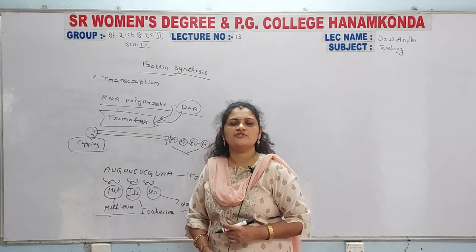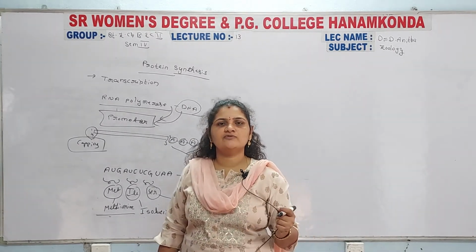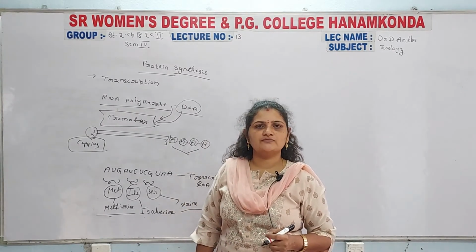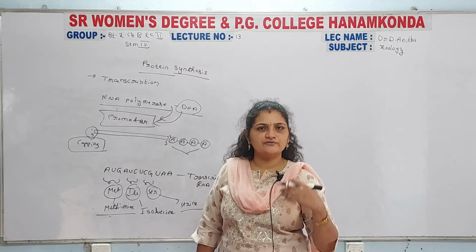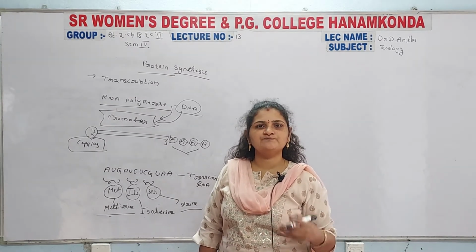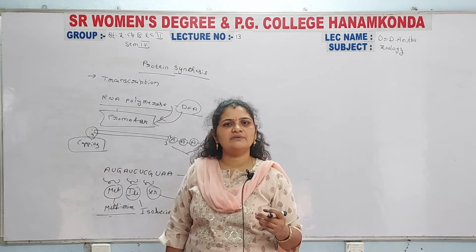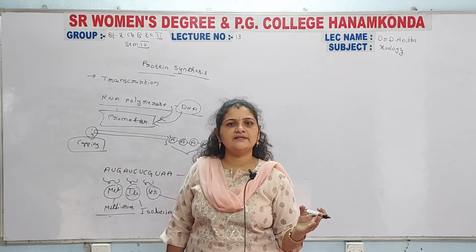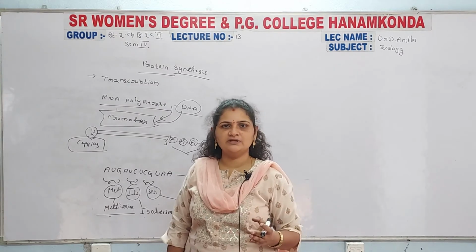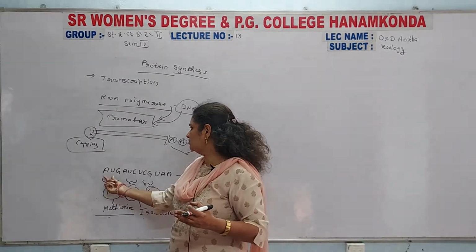So the information which was presented inside the DNA was going to be transcribed from the DNA to the mRNA. In the structure of mRNA, instead of thymine, uracil is present in the RNA. So see here.